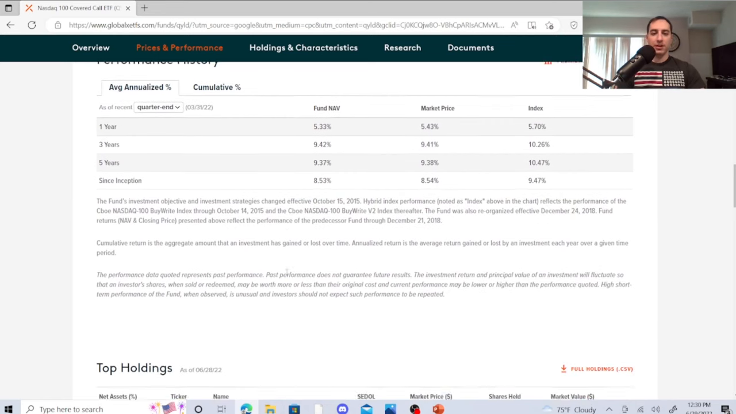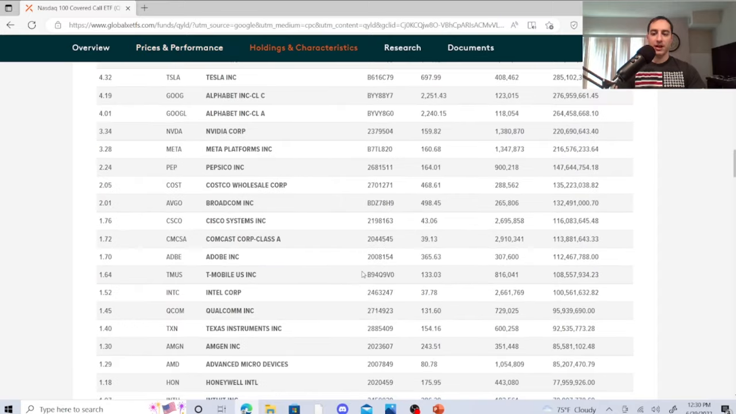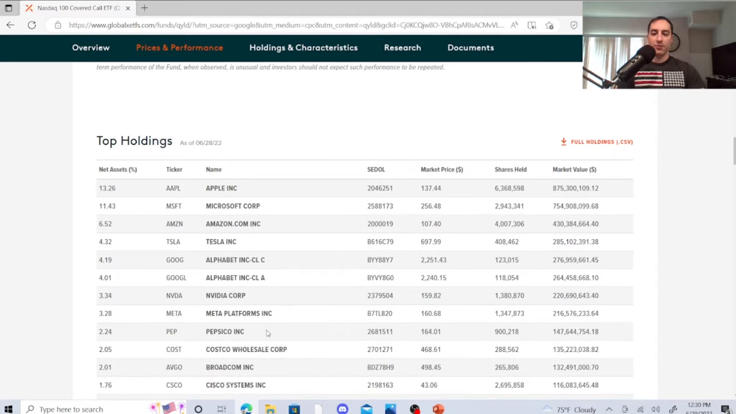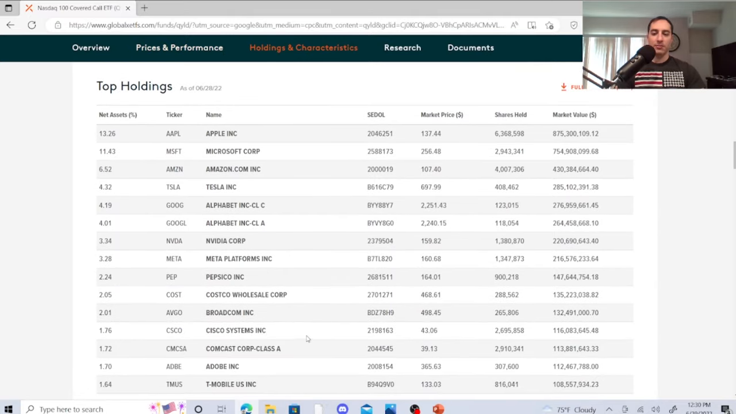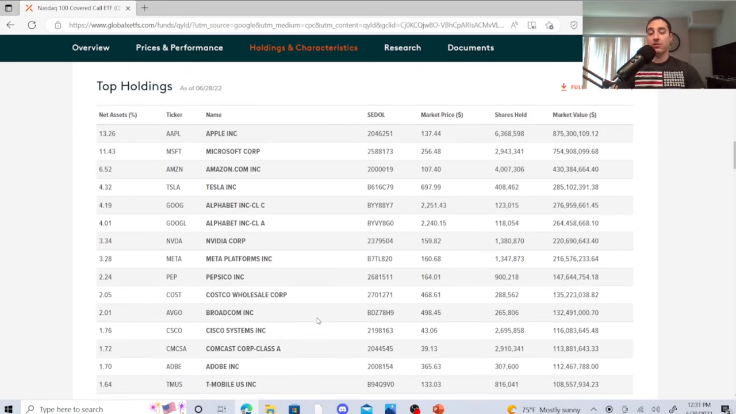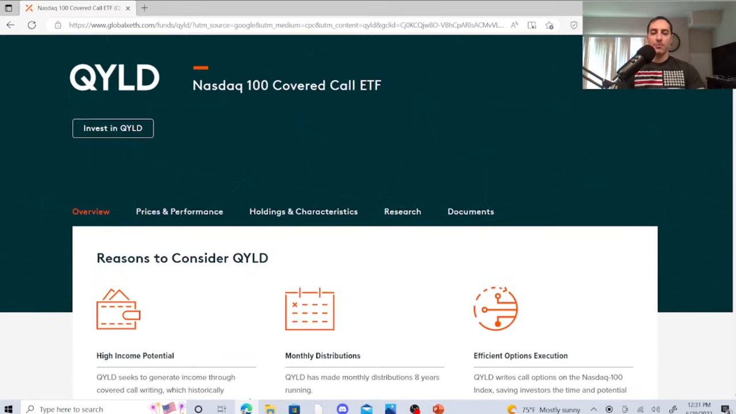I mean, the thing is, this is a covered call ETF. Now look at their portfolio. This is what makes these guys extremely strong. So we'll start with Apple, Microsoft, Amazon, Tesla, Alphabet, NVIDIA, Meta Platforms, Pepsi, Costco, Broadcom, Cisco, Comcast, Adobe. So they have a pretty well managed portfolio where they do this with covered call options. Now, I don't have the time to do that. I don't have the money right now because I'm in graduate school. But I want to go over a few other things with QYLD.